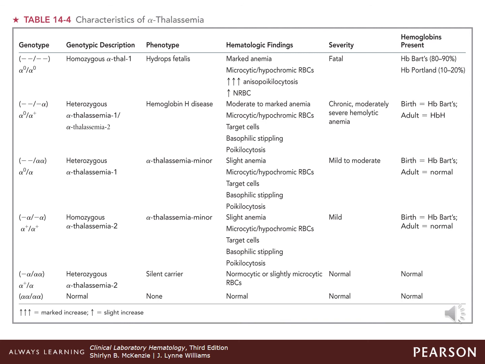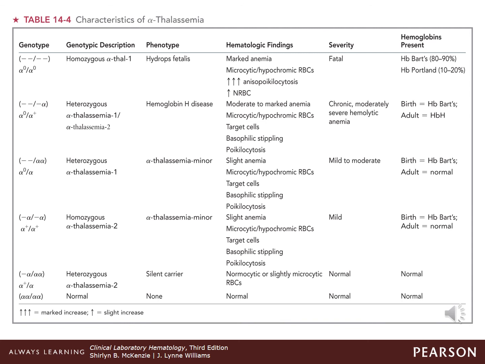The other hemoglobins that could be present would be hemoglobin Bart's, which is the abnormal gamma chains there because this is at birth. And again, Portland is just the abnormal epsilons, an embryonic hemoglobin, creating the other types of hemoglobin present.